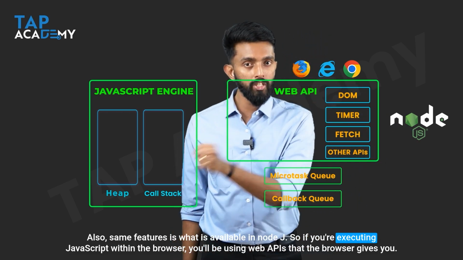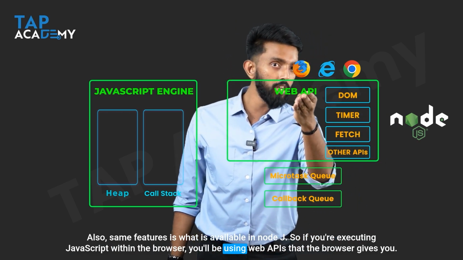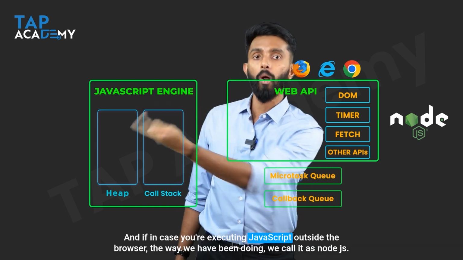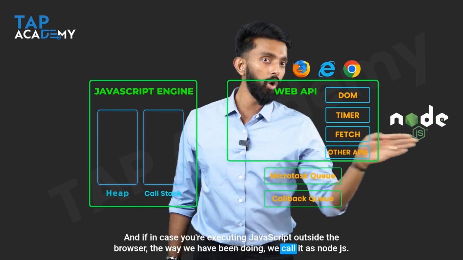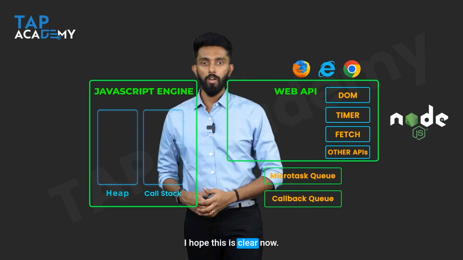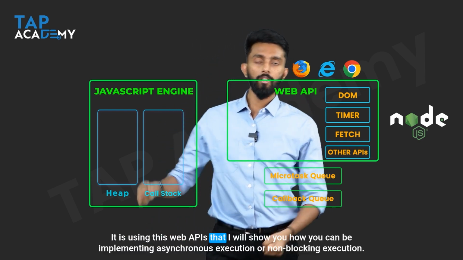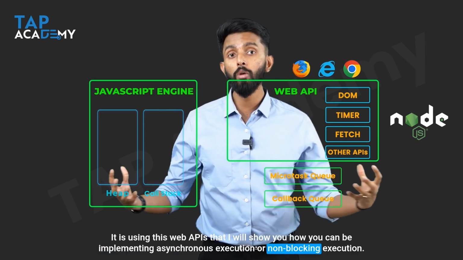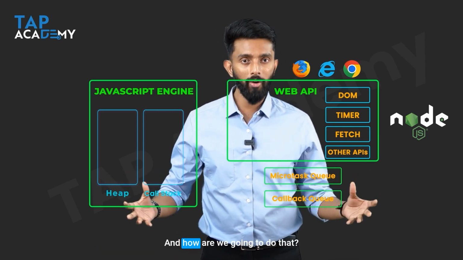So if you're executing JavaScript within the browser, you'll be using web APIs that the browser gives you. And if in case you're executing JavaScript outside the browser the way we have been doing, we call it as Node.js. Ultimately, they're one and the same. I hope this is clear. Now it is using these web APIs that I will show you how you can be implementing asynchronous execution or non-blocking execution. And how are we going to do that?